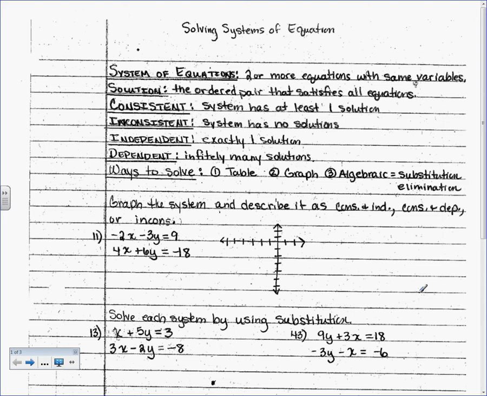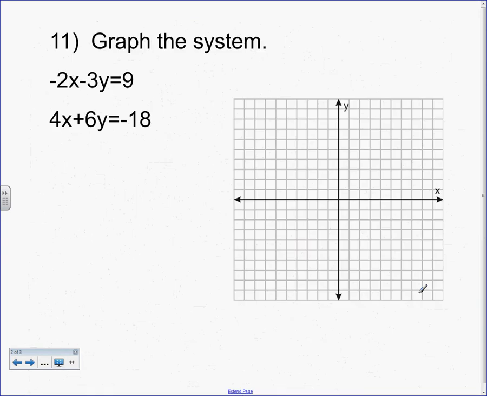Graph the system and describe it as consistent independent, consistent dependent, or inconsistent. So number 11, I put on here to make it a bit bigger. They said graph it. They weren't asking us to solve or anything, so I do need you to graph it. If they say graph, I want you to graph, okay? Typically, whenever we graph something, what method do we usually use? Slope-intercept form, typically, right? Can you do x and y-intercepts or whatever else you might want to do? Sure, I don't care, but I'm going to do slope-intercept because that's what most of us choose to do, right?